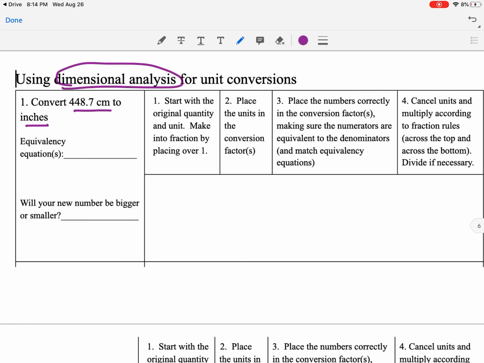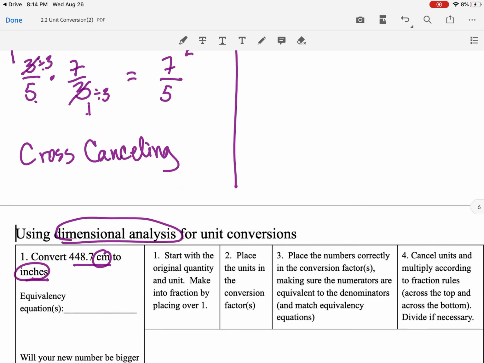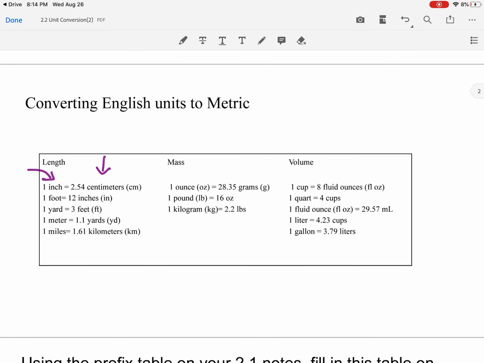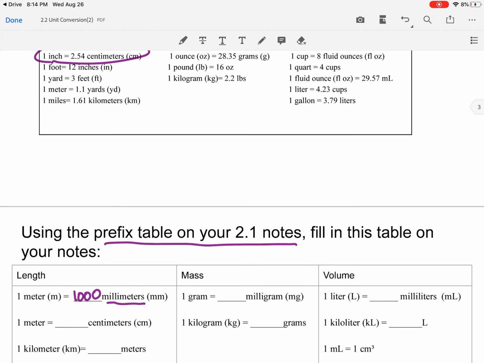Okay, the first thing I'm going to do is think to myself, I'm trying to convert from centimeters to inches. I need an equation that tells me how many centimeters are in an inch. So you would go back to the top of your notes here, to this little table. And look at this, we have an equation right here. Inches and centimeters: 1 inch equals 2.54 centimeters.